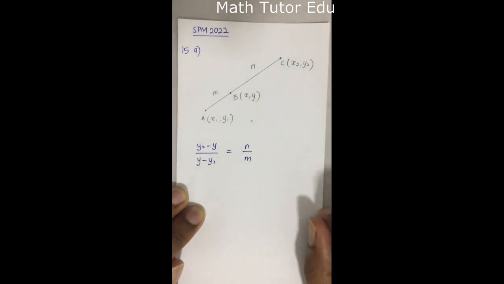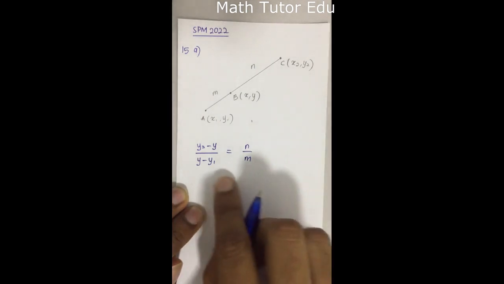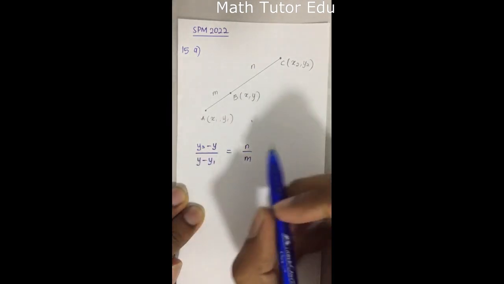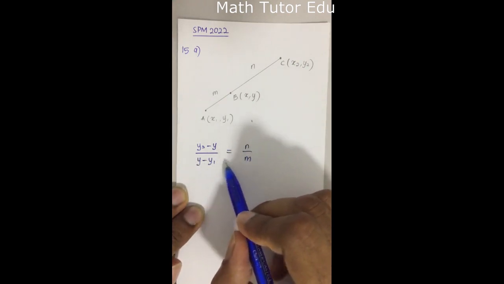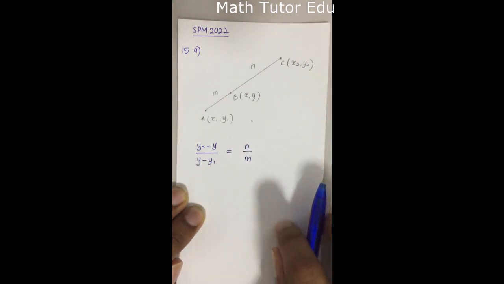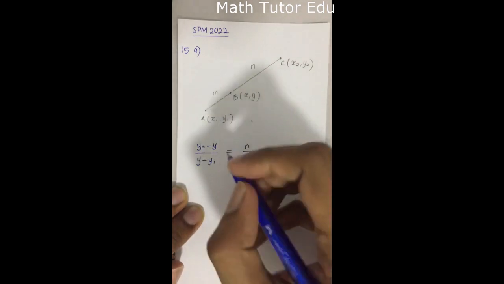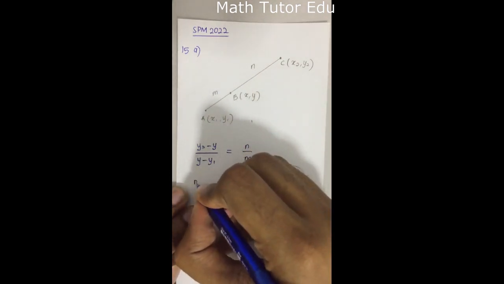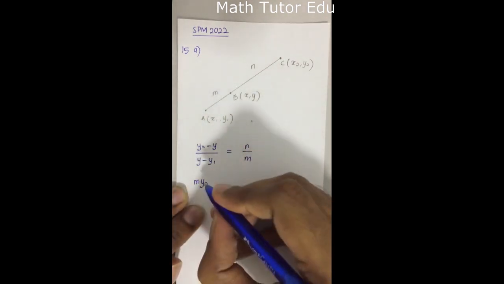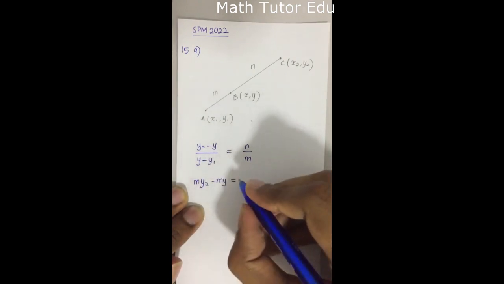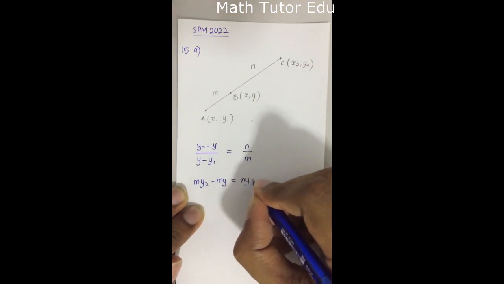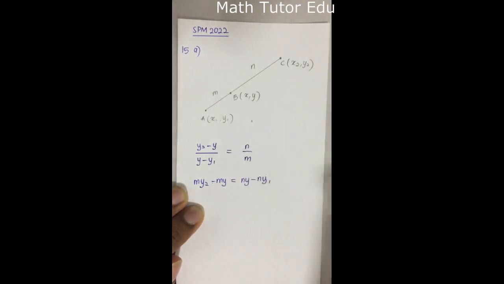Okay, so from here Y2 minus Y we can equate in terms of N, and Y minus Y1 we can equate in terms of M. So from here we cross multiply these two, and you get M Y2 minus MY equals to NY minus NY1.